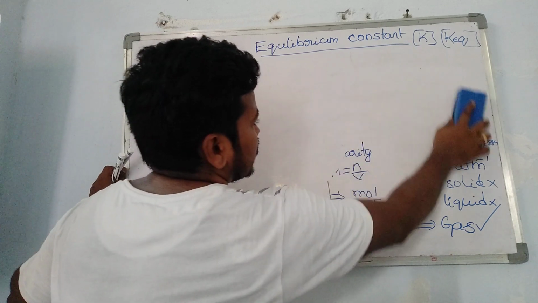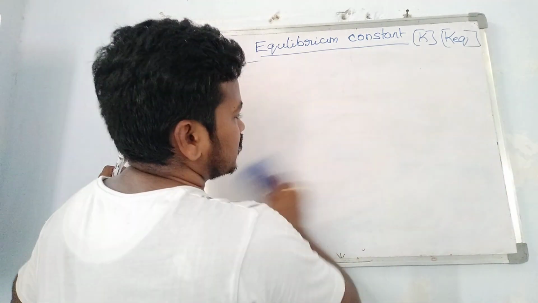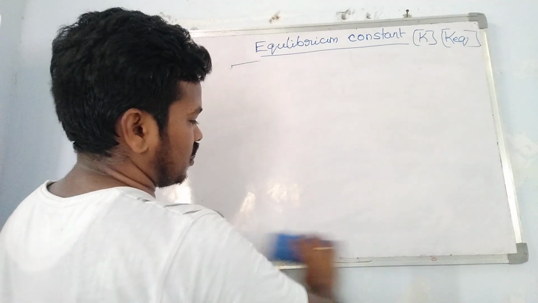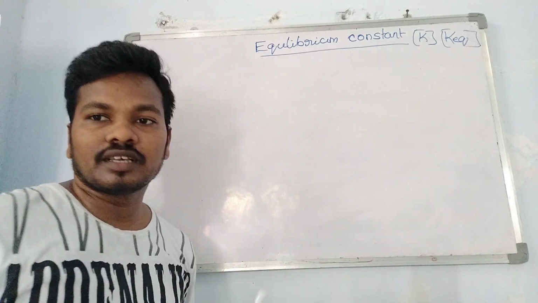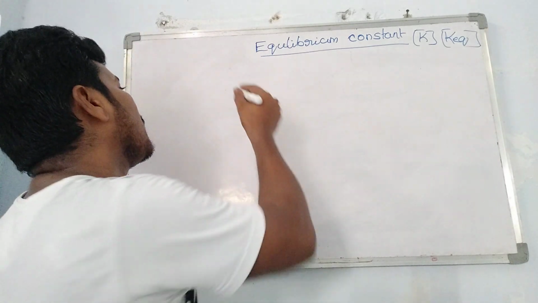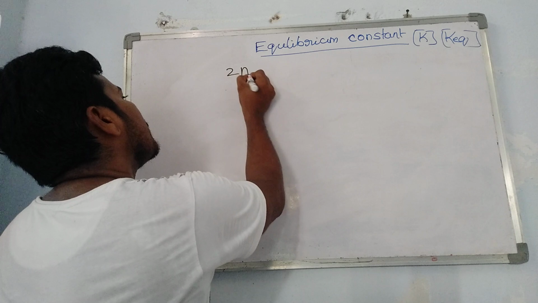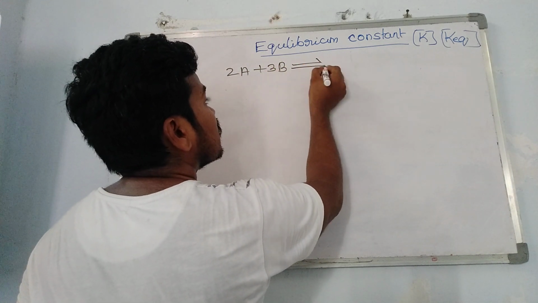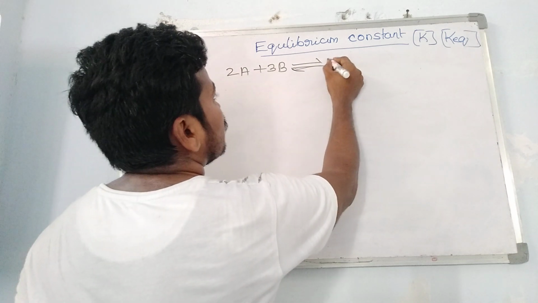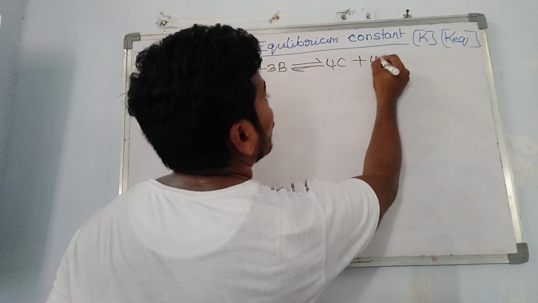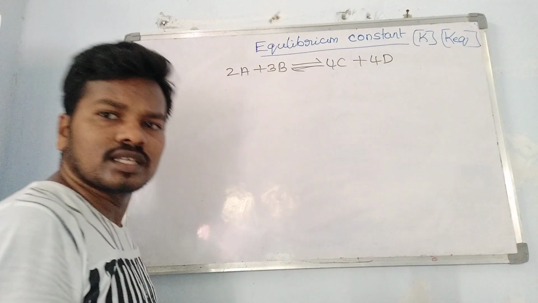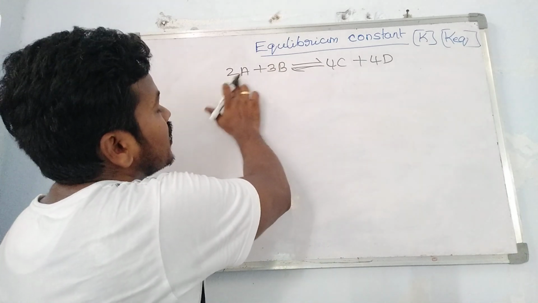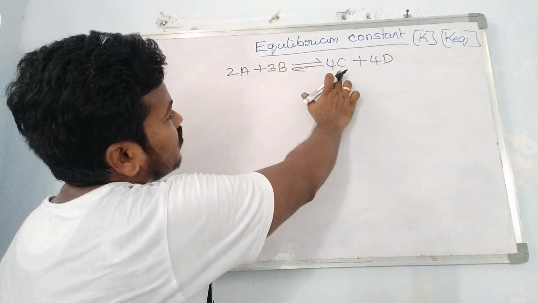For any reaction you can take, we can write the equilibrium constant very easily. For example, I am taking the same reaction: 2A plus 3B converted to form 4C plus 4D.